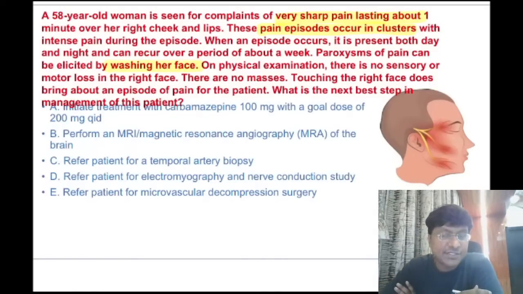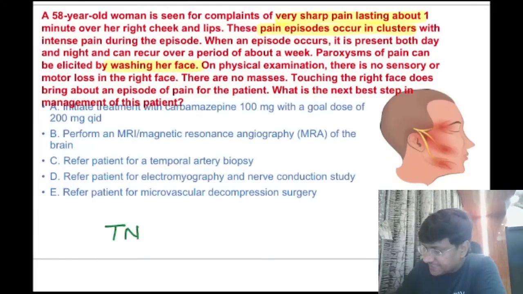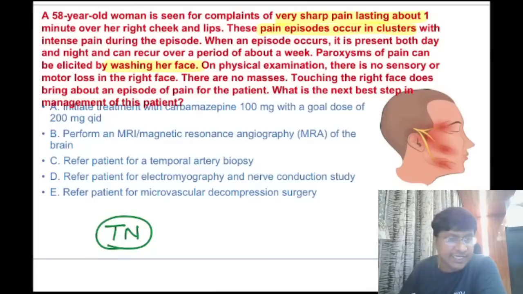On physical examination, there is no sensory or motor loss in the right face. There are no masses. Touching the right face does bring about an episode of pain for the patient. What is the next best step in the management of this patient? Very simple and easy question. It is a case of trigeminal neuralgia, and for trigeminal neuralgia, the drug of choice is carbamazepine.